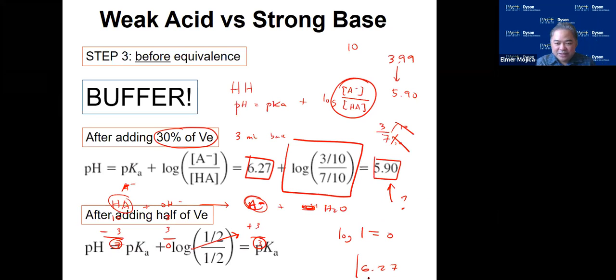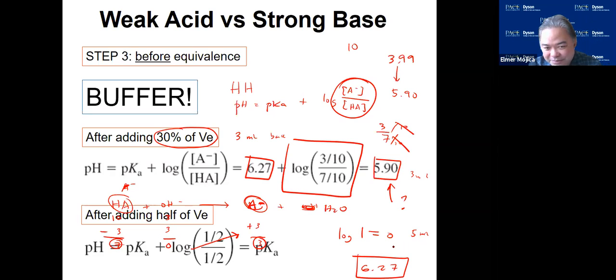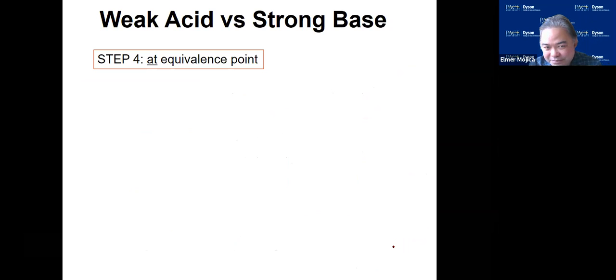And again, does this make sense? Does this value make sense? Okay, yes, because by this time you already add 5 ml. At 3 ml, it's 5.9. At 5 ml, it's 6.20. Now, let's go at the equivalence point. As we said, it should be higher than 7. It's not equals to 7. So how are we going to calculate the pH at equivalence point?